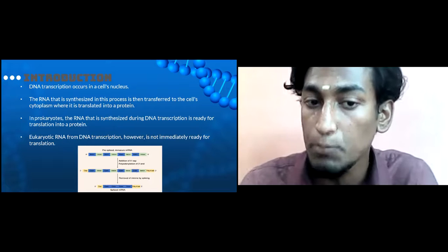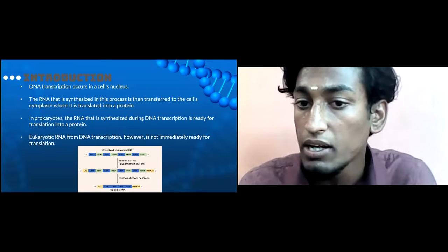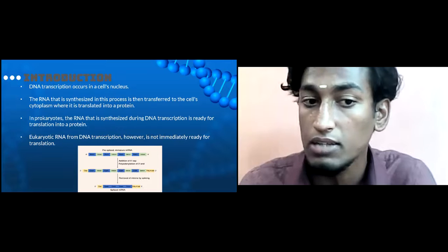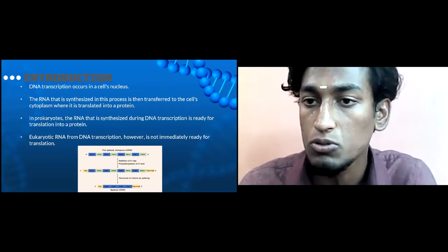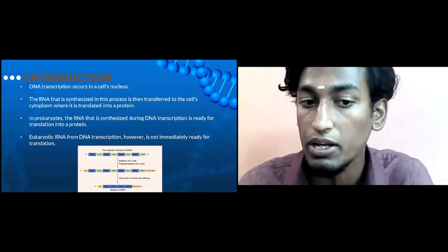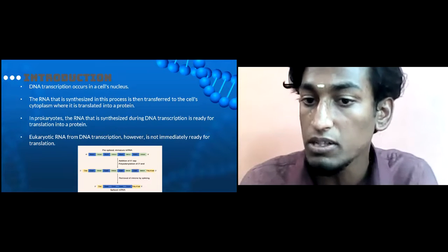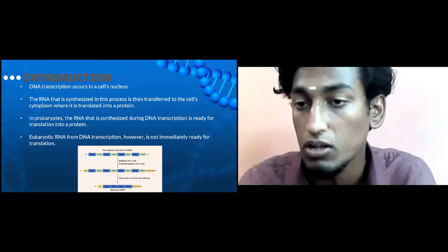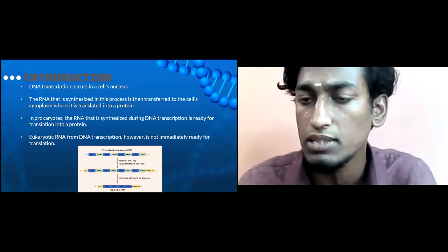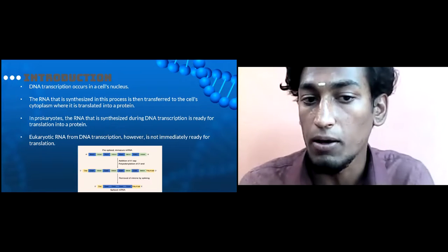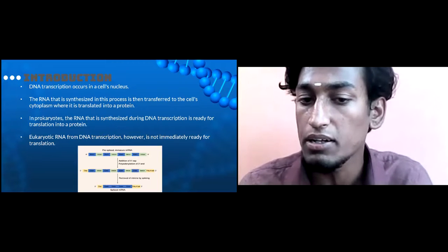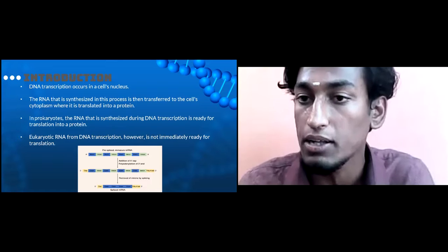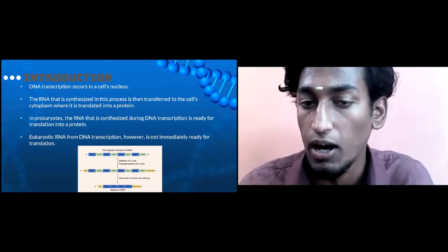In prokaryotes, the RNA that is synthesized during DNA transcription is ready for the translation process to be translated into a protein. There is no other process required in prokaryotes, whereas in eukaryotes, the RNA from the DNA transcription is not immediately ready for translation. So there is an intermediate post-transcriptional modification process required for the eukaryotic RNA which is transcribed, to make that mRNA a functional mRNA.